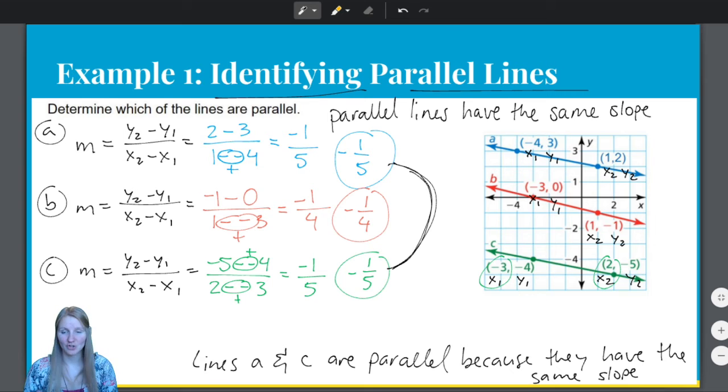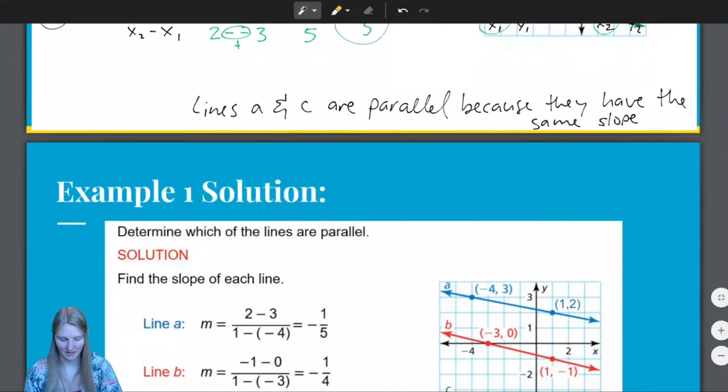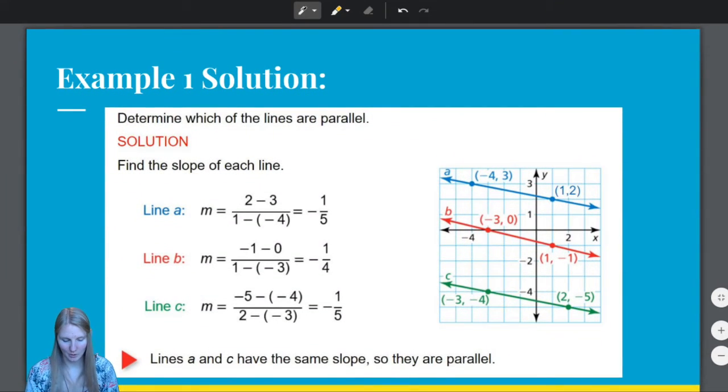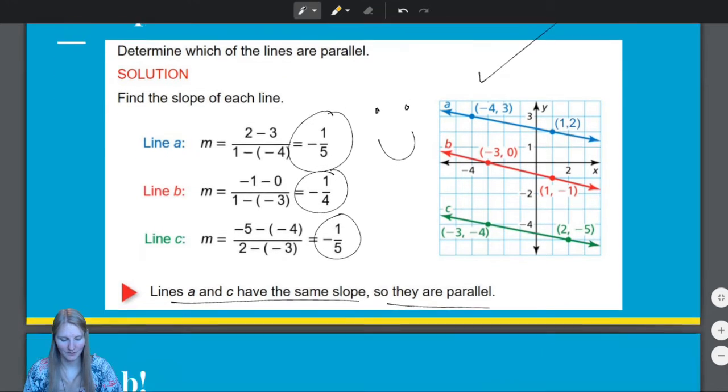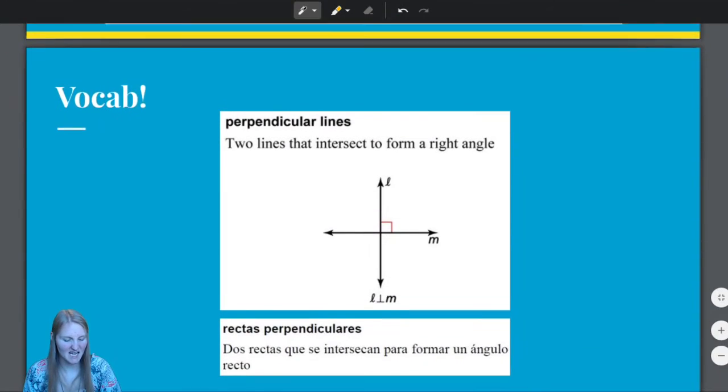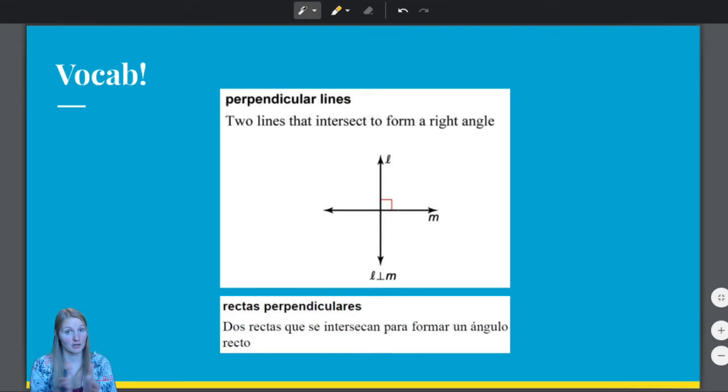Okay, let's check and see if we were correct. Find the slope of each line: negative 1/5, negative 1/4, negative 1/5. So lines A and C have the same slope, so they are parallel. Awesome, we were right. Time to move on to perpendicular lines, because our learning target and our success criteria talked about parallel and perpendicular.